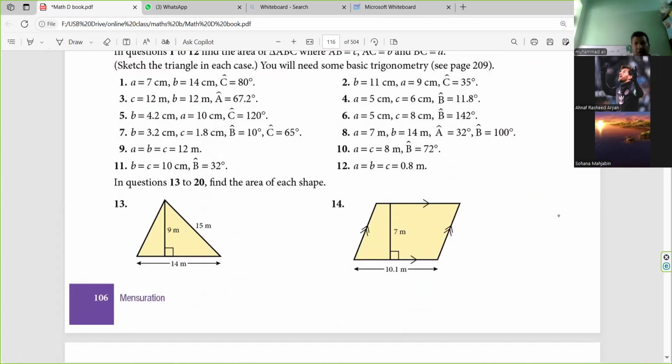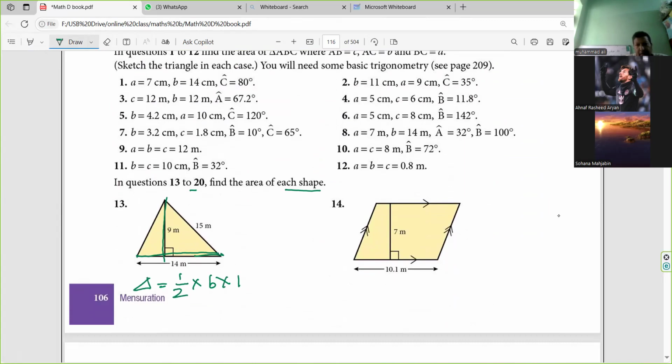So like this formula, 13 to 20, find the area of each shape. Here, which value do you have? You have the base and you have the perpendicular height. So obviously you have to use the formula half into base into height. So half into base is 14, height is 9. So this is 63 centimeters square. You can use this formula.